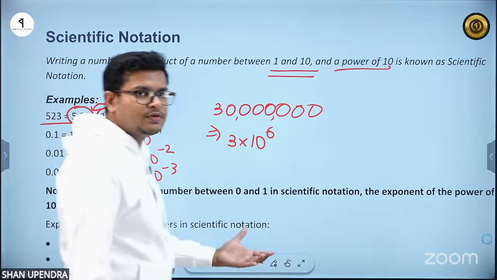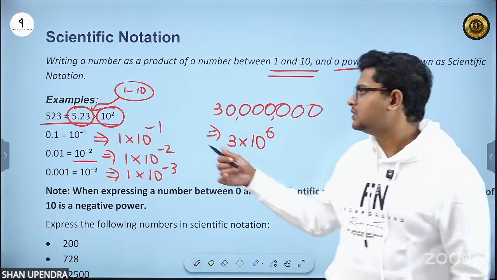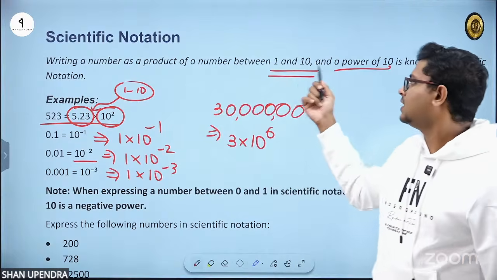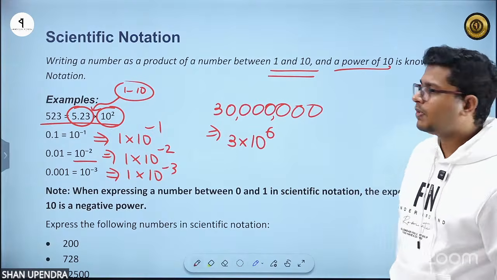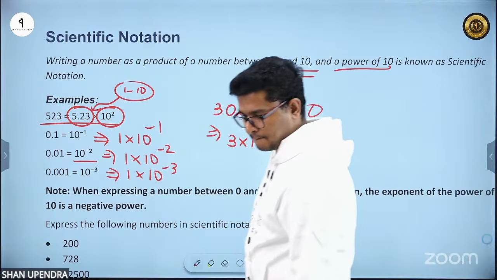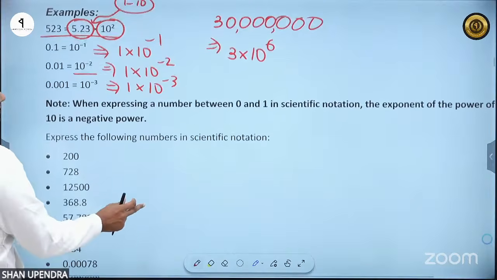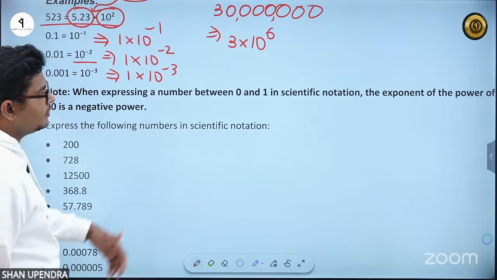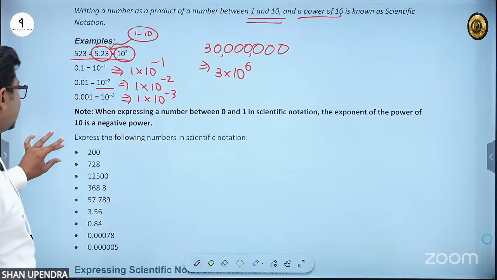Okay, so this is scientific notation. You can keep whatever value, whatever number, as a product of a number between 1 and 10 and a power of 10. It's easy to read. When expressing a number between 0 and 1 in scientific notation, the exponent of the power of 10 is a negative power.